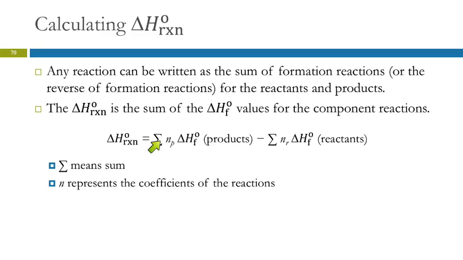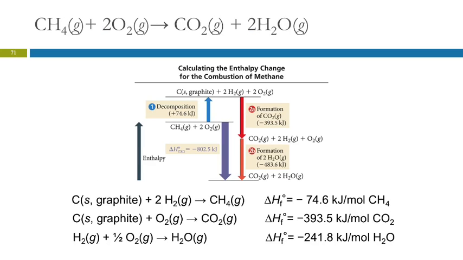In case you've forgotten this, capital Greek sigma means sum, n is representing the coefficients. Because if you made 2 moles of something, it's going to take twice as much energy. Okay, so here's an example. Combustion of methane. So here's our overall reaction. Methane reacting with oxygen, forming carbon dioxide and water. In the table in our book, we can find a heat of formation for methane, for carbon dioxide, and for water. Those are the 3 compounds that are present here.